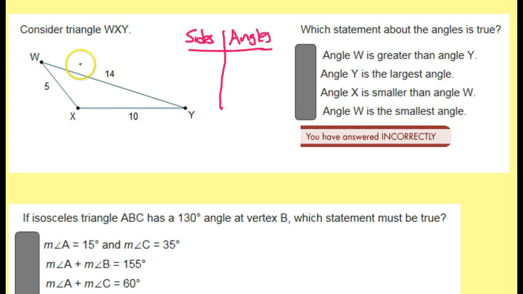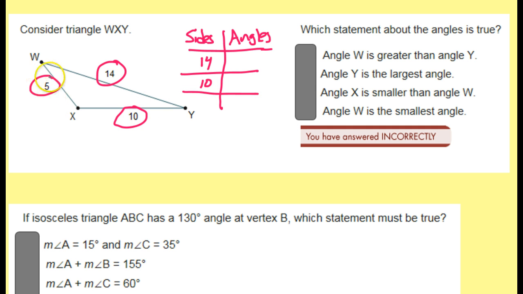So the biggest side is 14. So that's going to go up at the top. The medium-sized side is 10, so I'm going to put that next. And the smallest side is 5, so I'm going to put that at the bottom. Now, let's match those up with the angles that are across from them. So if 14 is the biggest side, then X should be the biggest angle. Put that at the top.